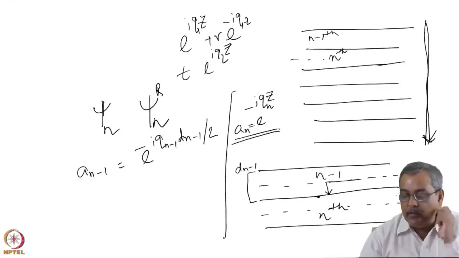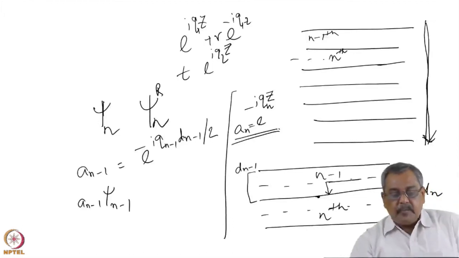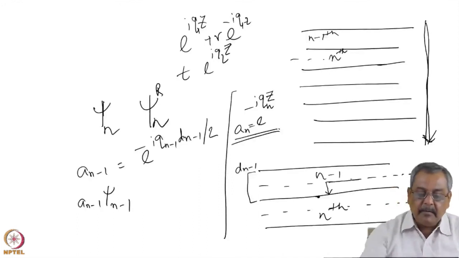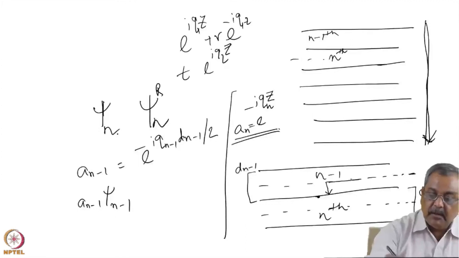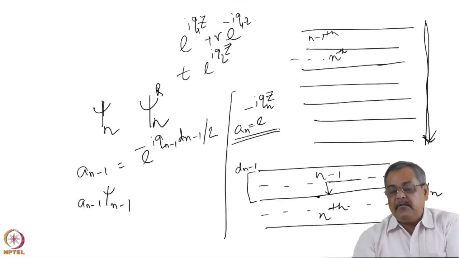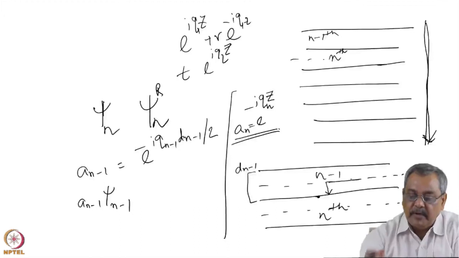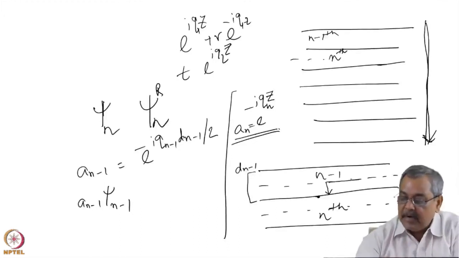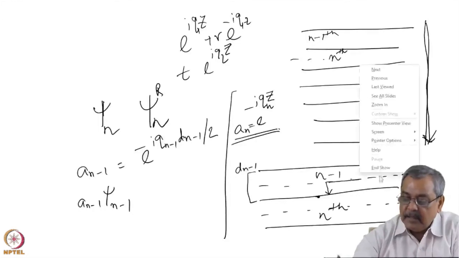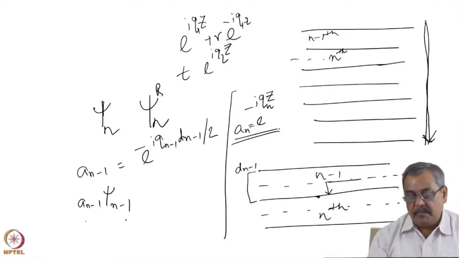So if I go forward, this psi n, I have to multiply the forward propagating part of the wave function. There is only z component, because x and y component I ignore here. The xz I can consider the reflection plane, and the phase factor is changing only with respect to z. So if psi n minus 1 was at the center of the n minus 1 layer, I take it forward, so it becomes a n minus 1 psi n minus 1.